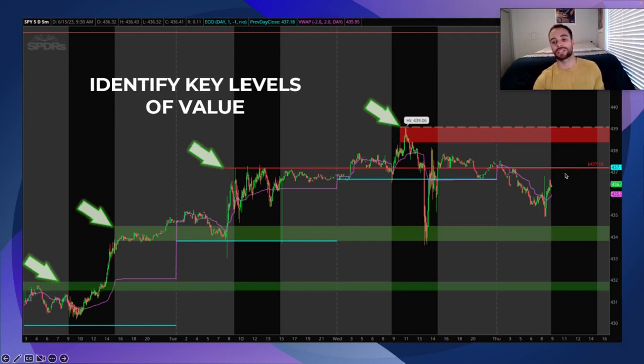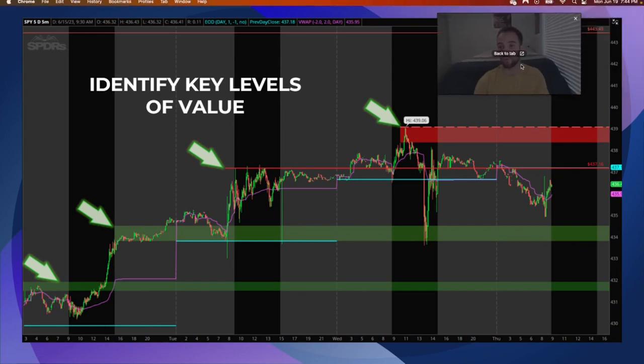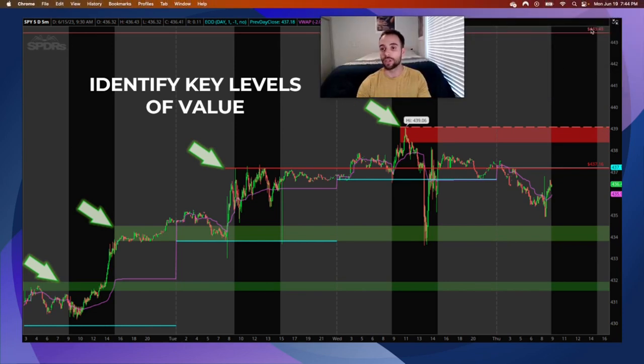So right here, I'm expecting sellers to show up, and I'm going to take the market down to either 434 or 432. If I see sellers show up, that's key. These if-then statements: if I don't see sellers show up there, if I see buyers bully through there, I'm going to target the next zone. I'm going to target 439, and I'm going to target 443. If buyers power through this supply zone, then I will target the next zone above.